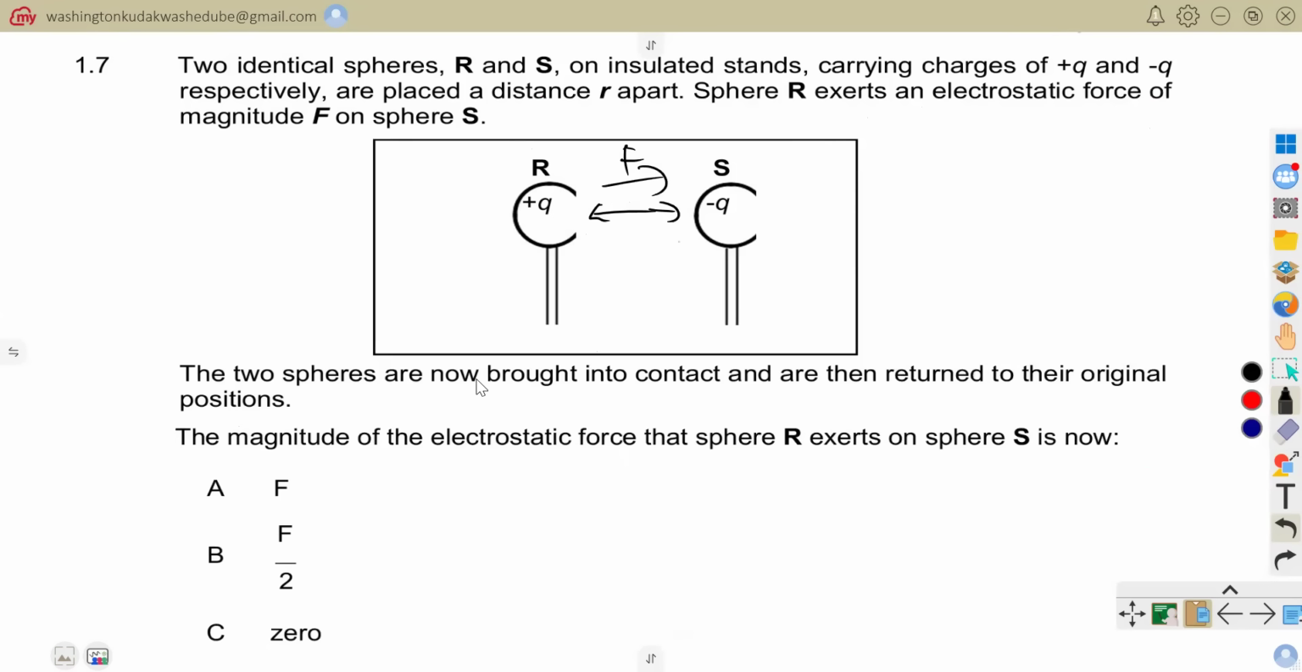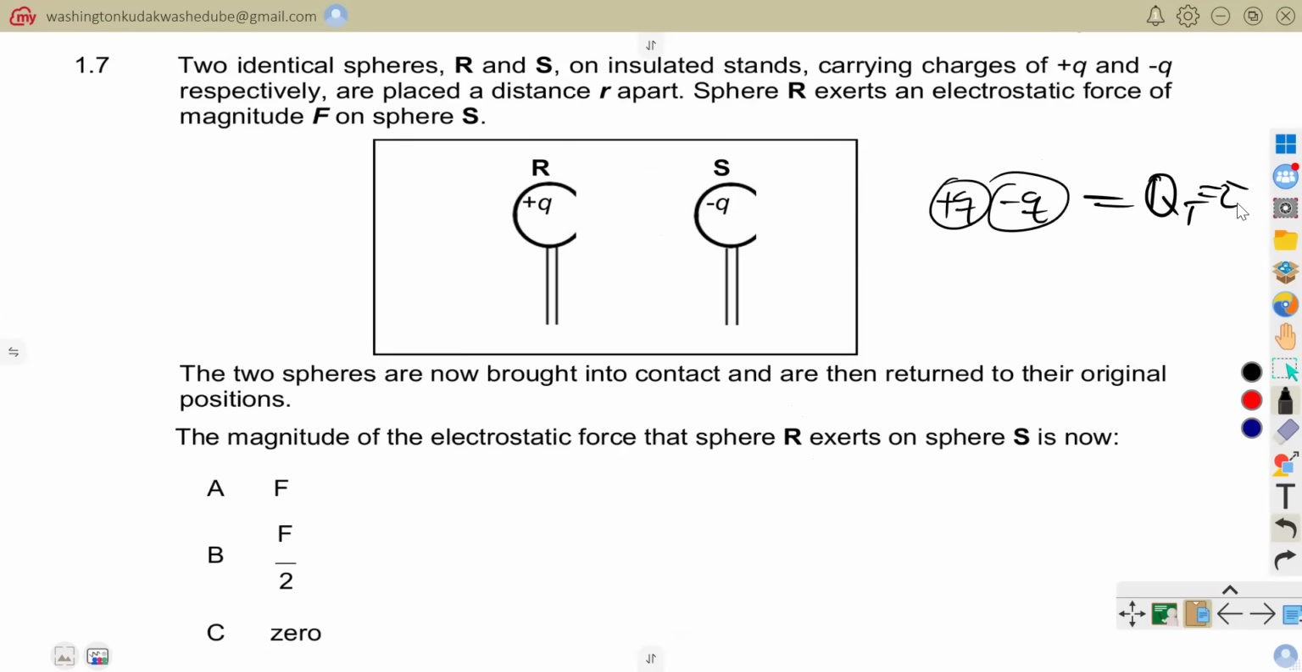The two spheres are now brought into contact and are then returned to their original position. So now, the magnitude of the electrostatic force that sphere R exerts on sphere S is what? So these two are brought together. When they are brought together like this, these two will now have a total charge that is equal to the sum of the two.